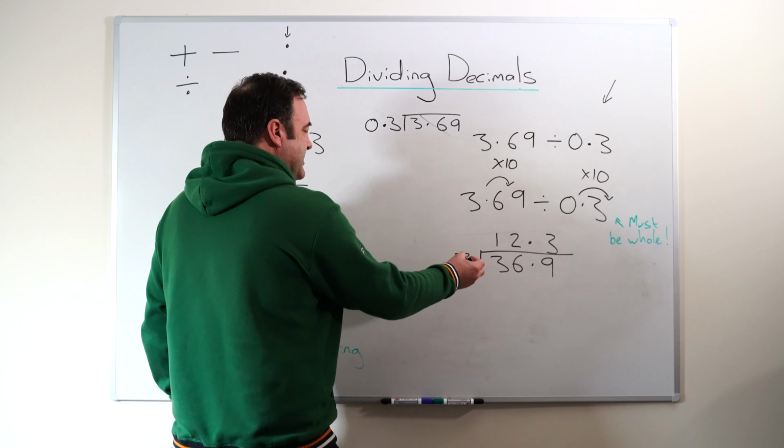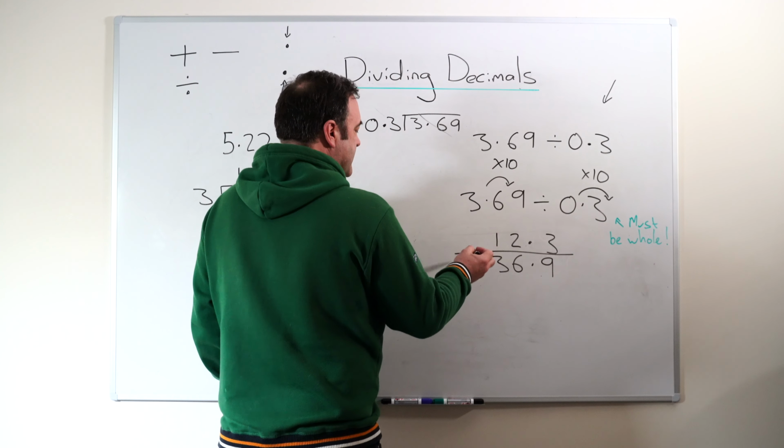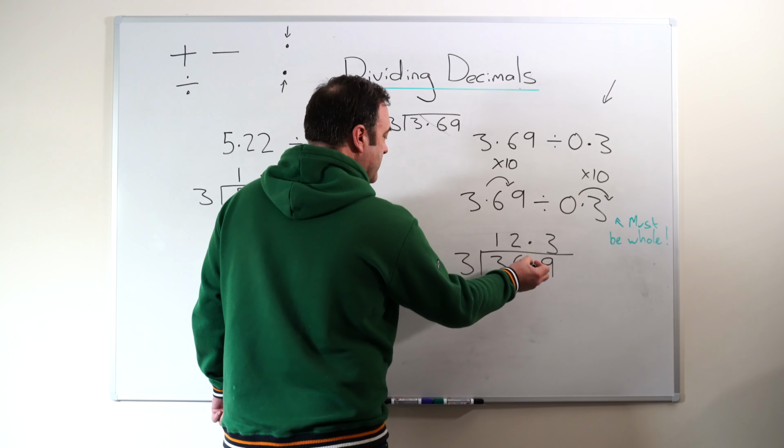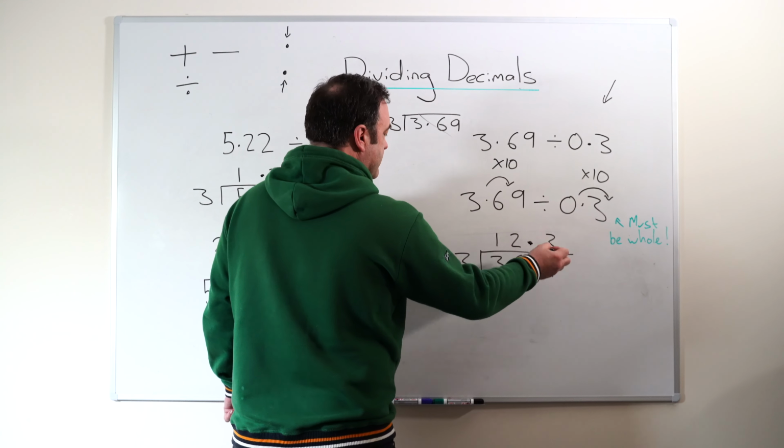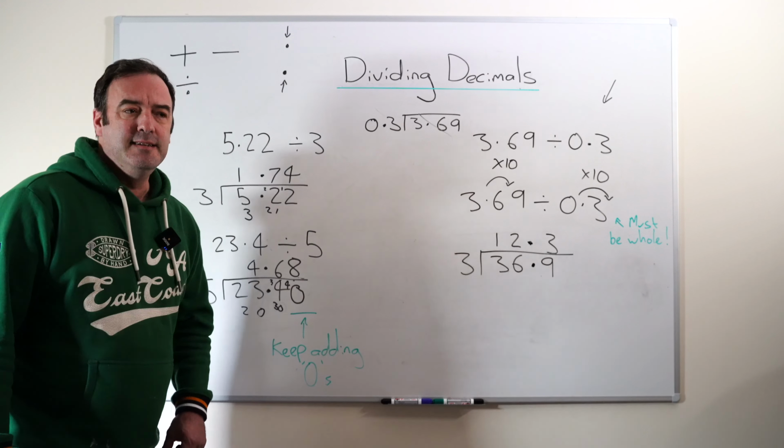So we end up with 3's into 36.9, which is very nice. 3's into 3 go once, 3's into 6 go twice. Don't forget the decimal point above and below. 3's into 9 go 3. So that looks quite tricky, but actually it's very easy.